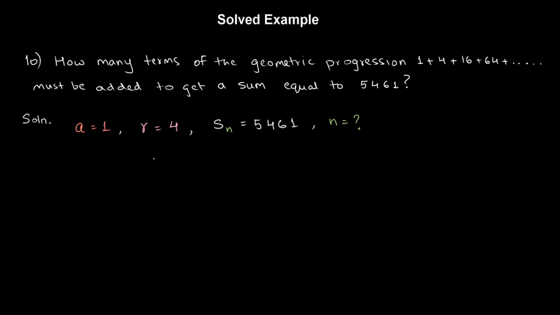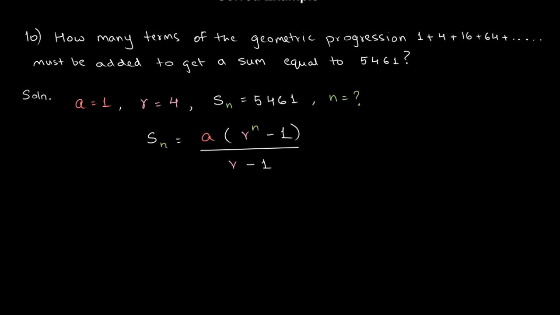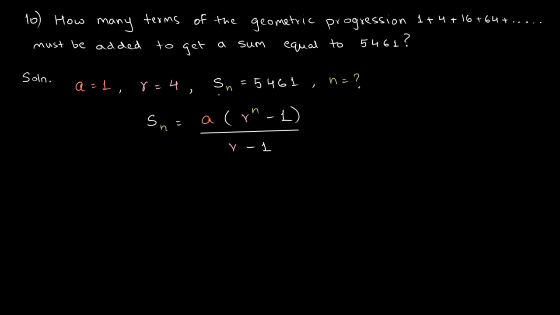Alright, so let's start by noting the formula for the sum of n terms of a geometric progression, right? Here, if you notice, the value of r is greater than 1, so we will use the formula Sn, the sum of n terms, is equal to a into r to the power n minus 1, divided by r minus 1. So this is the formula for the sum of n terms of a geometric progression when r is greater than 1. So let's start plugging in the values that we know.